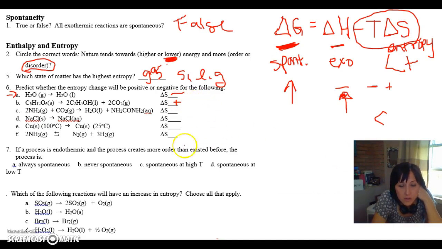So then we have gases. Remember, pure liquids don't count. Remember that? So we're going from a gas to liquids. So gas to liquid, more order, right? So less disorder, so negative. Solid to aqueous. So we're going more disorder.